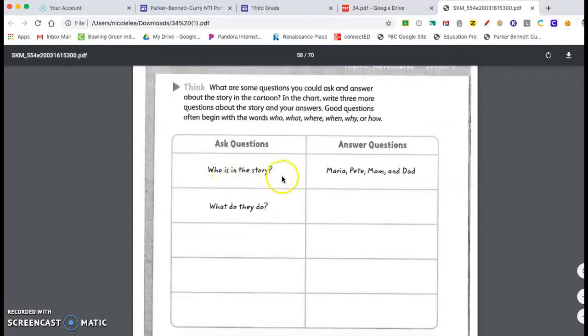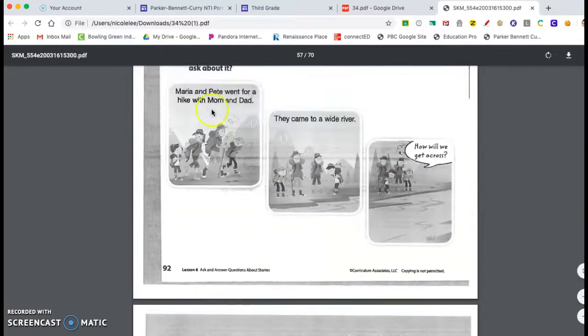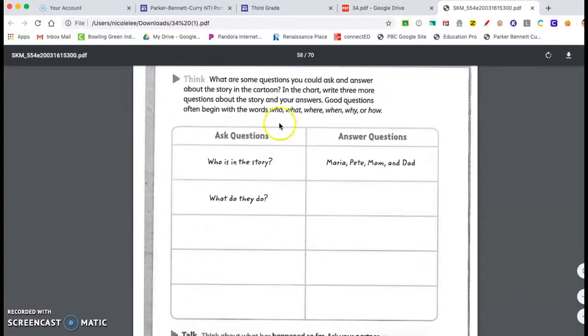Who is in the story? Maria, Pete, Mom, and Dad are the answer. What do they do? Think about what they're doing here. It tells you in this first picture what they're doing. So it's asked you a who question, a what question. Let's move on to a where question here. Where, and then ask your question here and answer it.